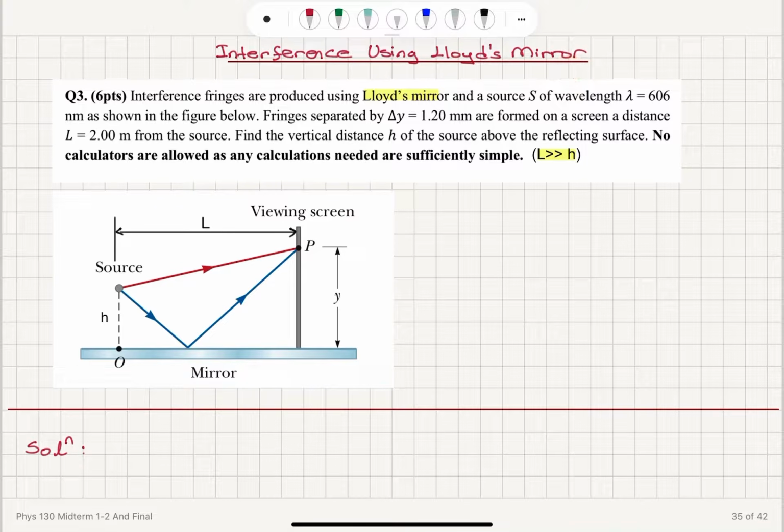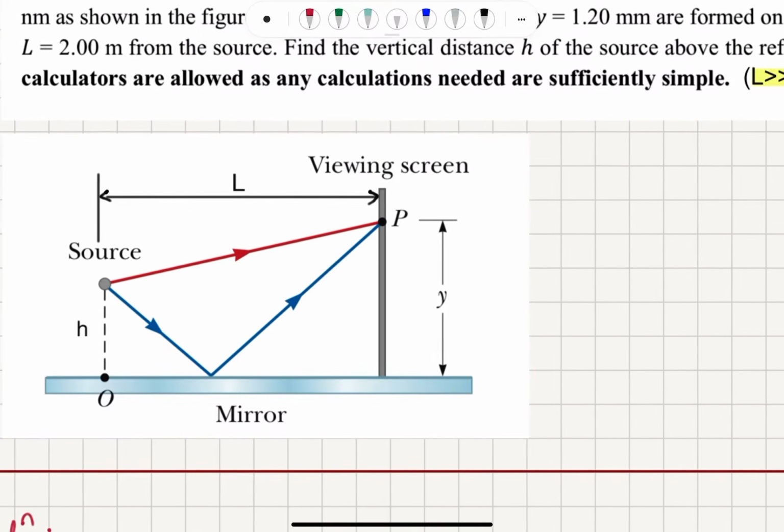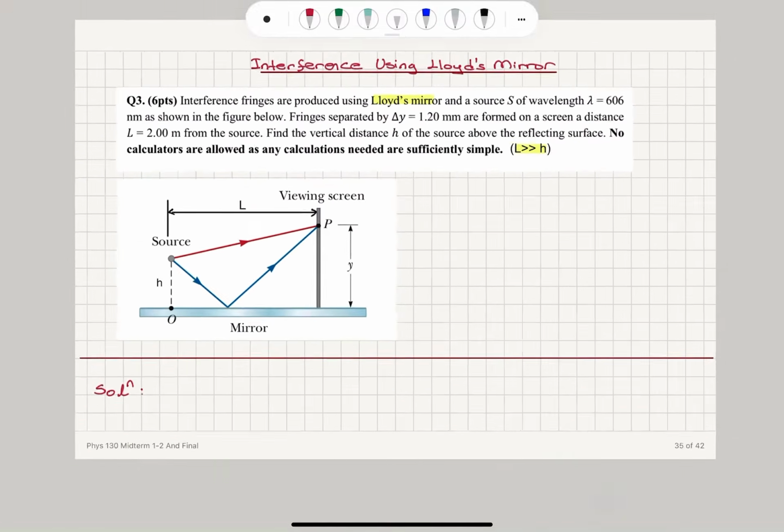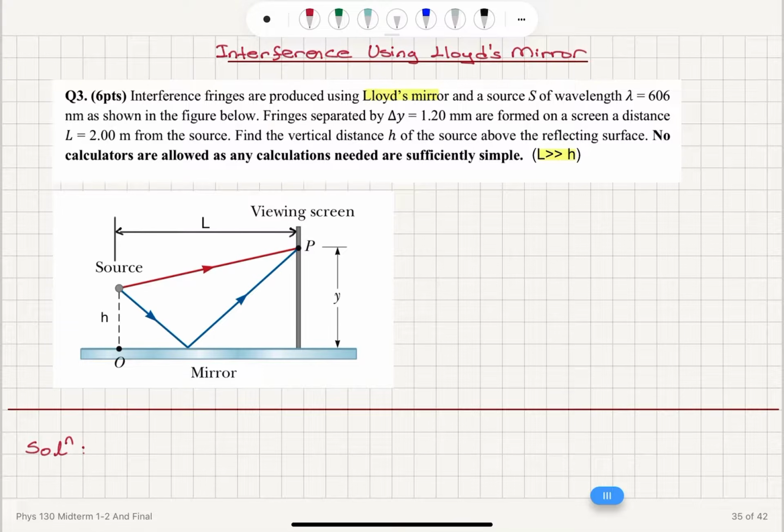Interference using Lloyd's mirror. Interference fringes are produced using Lloyd's mirror and the source S of wavelength lambda equals 606 nanometers as shown in the figure below. So we have a source here, 606 nanometers, sending a beam to point P, that's the red one, and it's at a distance L with respect to the viewing screen.